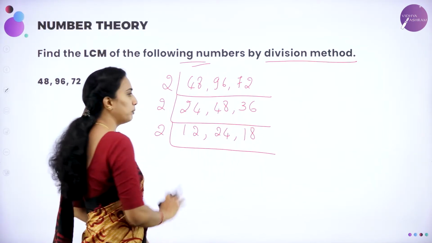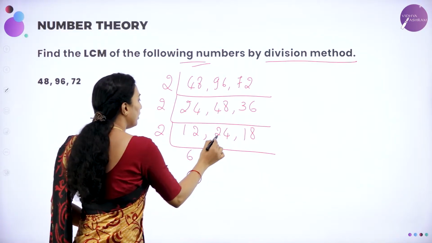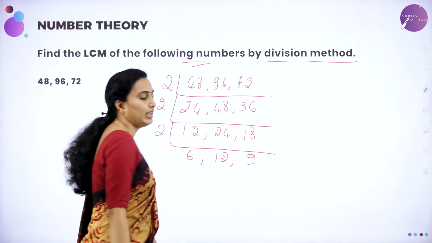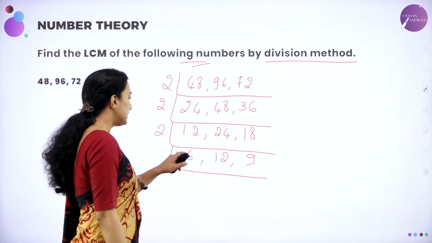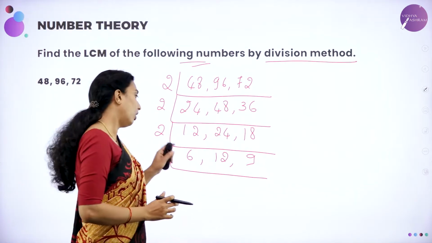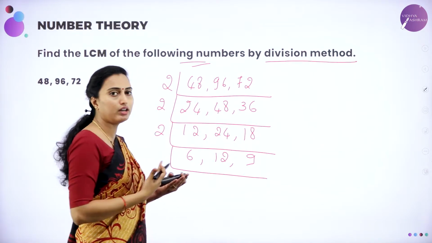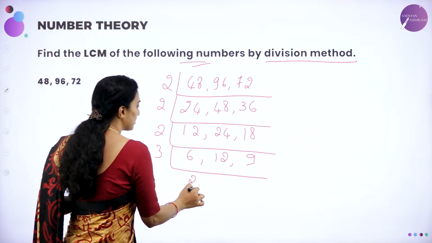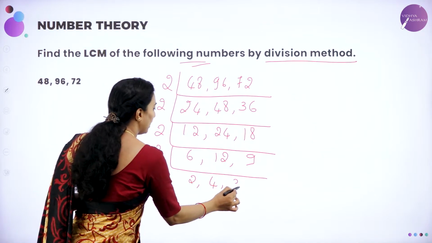Again, these are all even numbers. So even numbers are divisible by the even prime. So you are going to have 2 6s are 12, 2 12s are 24, and then 2 9s are 18. Next, you can observe 6 and 12 and 9. These two are divisible by 2. You can choose at least 3 or 2. Let me choose it as 3 only. So 3 2s are 6. 3 4s are 12. Again 3 3s are 9.